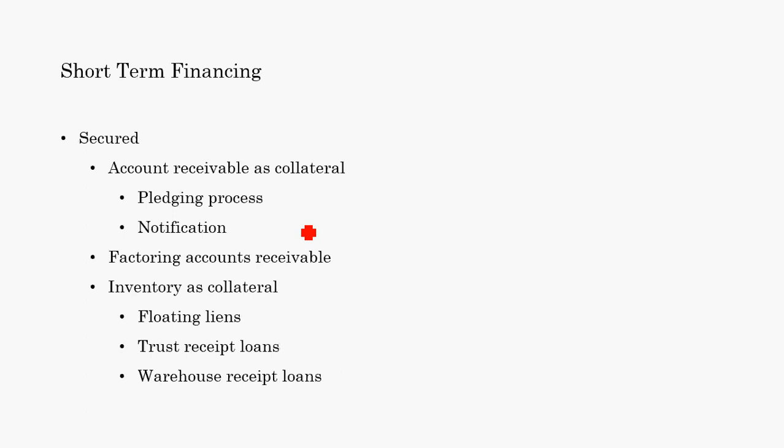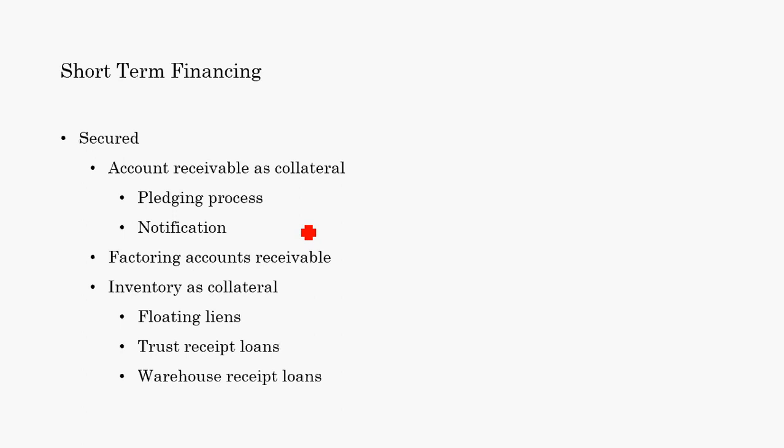The second type is trust receipt loans, where the lender will take into account the expensive items that a company will have in its inventory, and it will use that as collateral, and it would lend up to 80 to 90% of the inventory value to the company. The third type is warehouse receipt loans, where the lender will take control of the inventory from the company. In the previous two cases, the inventory will still be under the control of the company. It can choose to sell the inventory or not. But in warehouse receipt loans, the lender takes the control of the inventory.